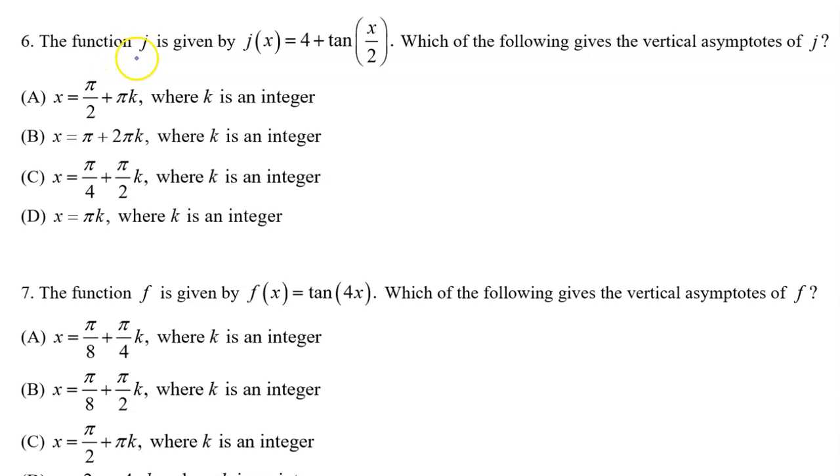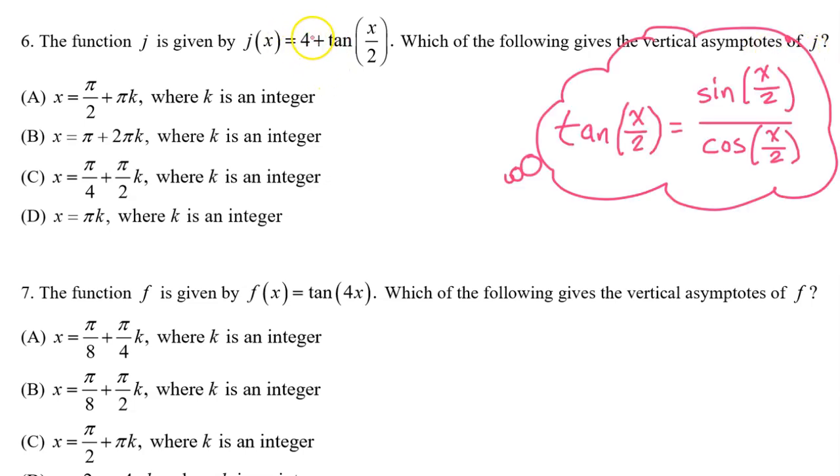Number 6. The function j is given by j of x is equal to 4 plus the tangent of x over 2. Which of the following gives the vertical asymptotes of j? The vertical translation by 4 will not affect the position of a vertical asymptote, so I can ignore the 4. I'm putting this part in a thought bubble because this is not something you need to be writing down. But you should be thinking, the tangent of x over 2 is equal to the sine of x over 2 divided by the cosine of x over 2.